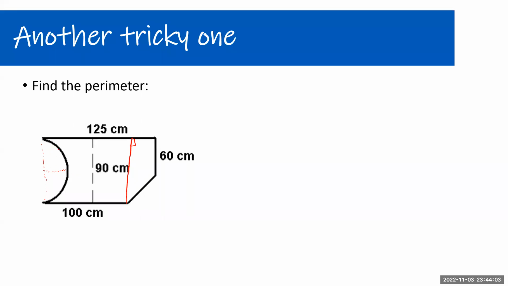I also know that this has to be 90. Okay. So I need, for my perimeter, I need to add this 125 plus the 60 plus some unknown amount that we've got to calculate plus 100 plus I need a half of a circumference because I need that right there.